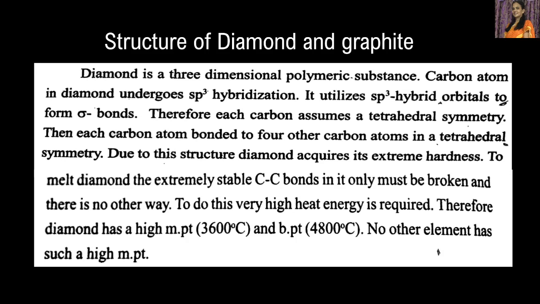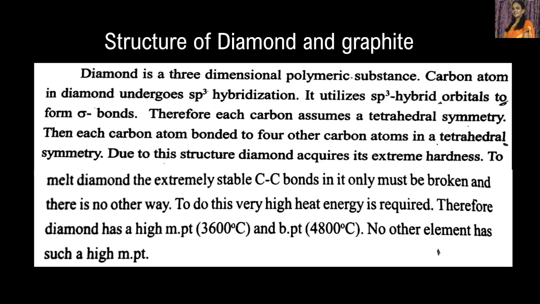Diamond is a three-dimensional polymeric structure, and in diamond, the carbon atom undergoes sp3 hybridization. It utilizes all four sp3 hybrid orbitals to form sigma bonds, carbon-carbon sigma bonds. Therefore, each carbon assumes a tetrahedral symmetry due to sp3 hybridization.